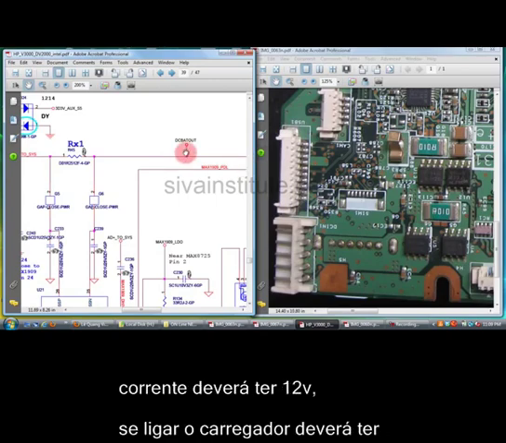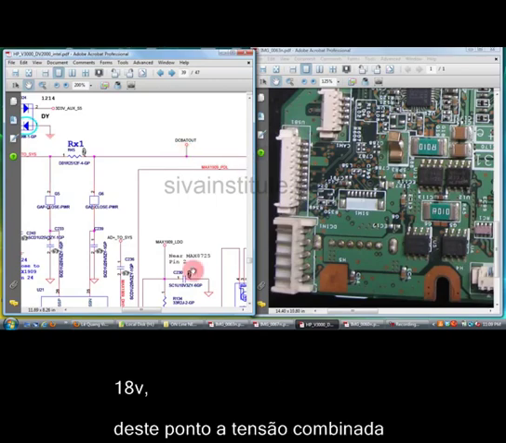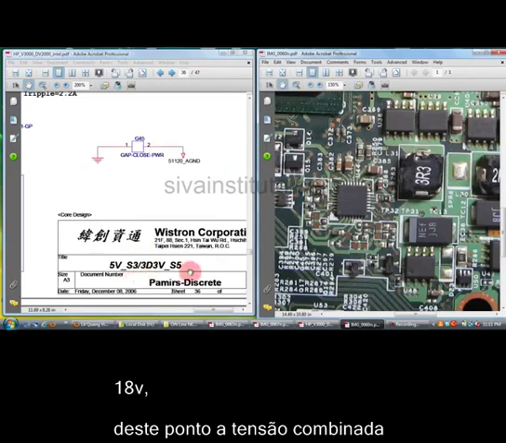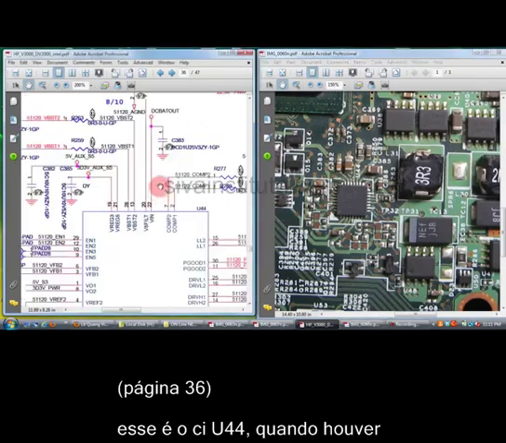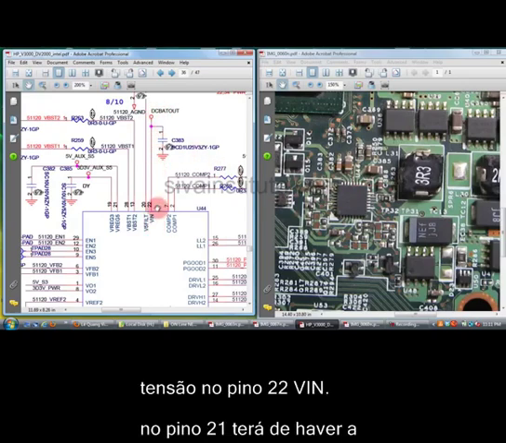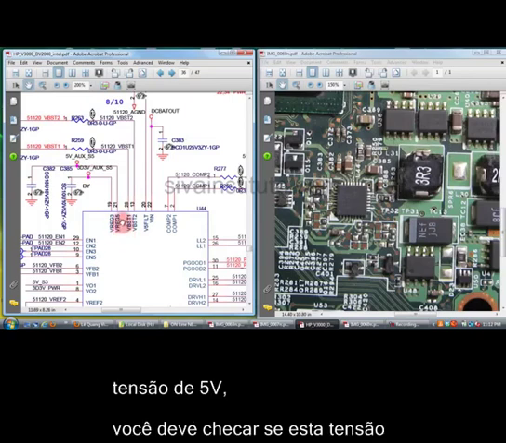This voltage goes to the 5 volts and 3.3 volts regulator IC. This is the 5 volts and 3.3 volts regulator IC circuit, page number 36. This is the U44 IC. When you give voltage to VIN, input pin number 22, the 5 volts regulator voltage comes out from pin number 21.